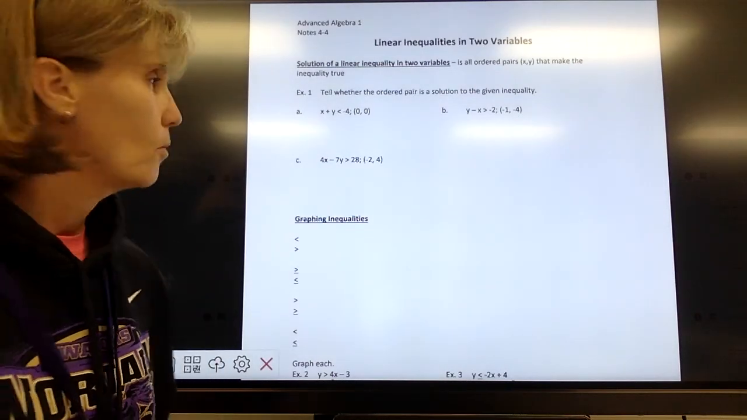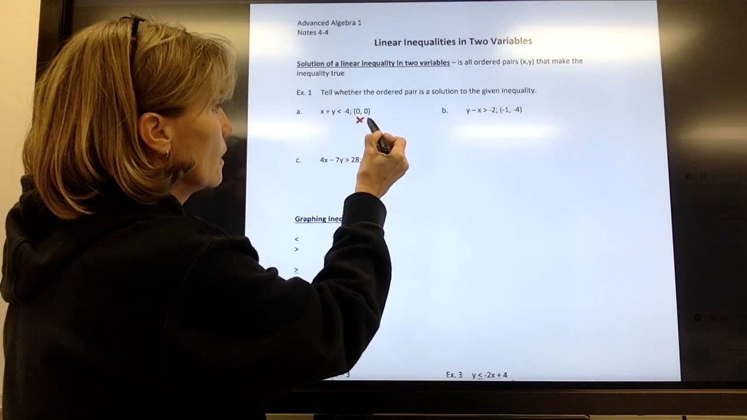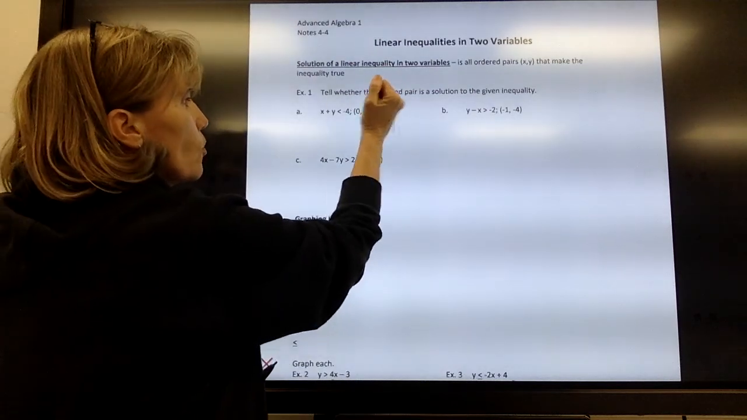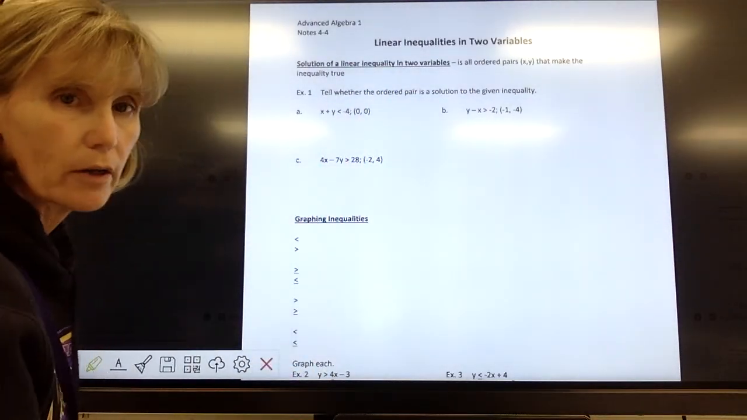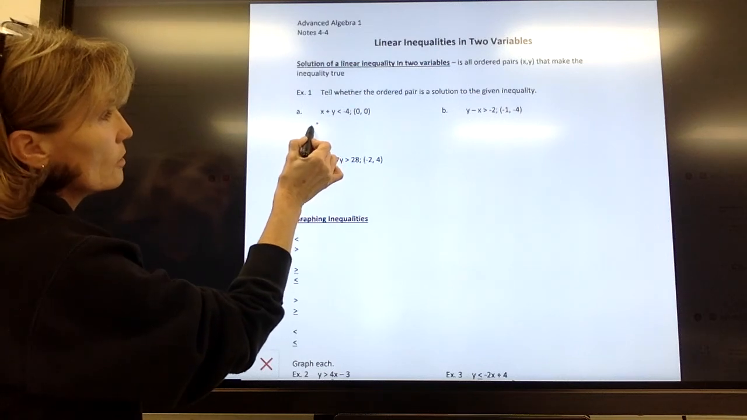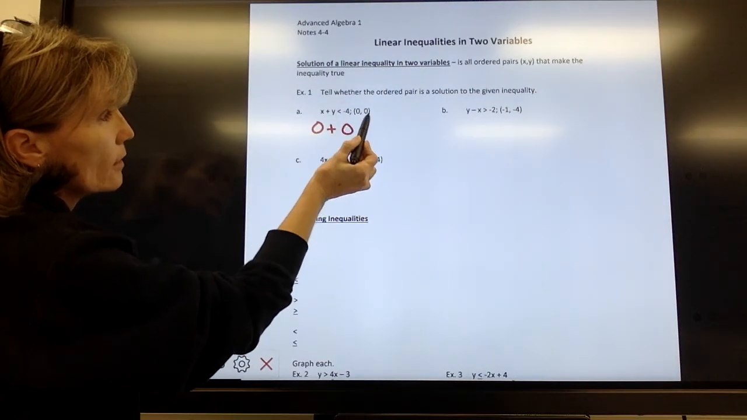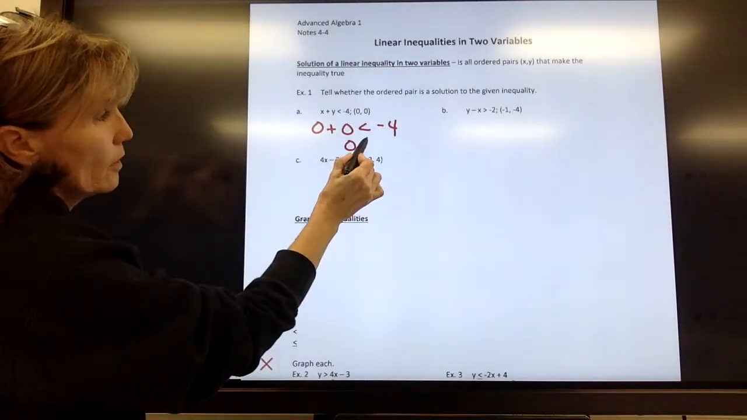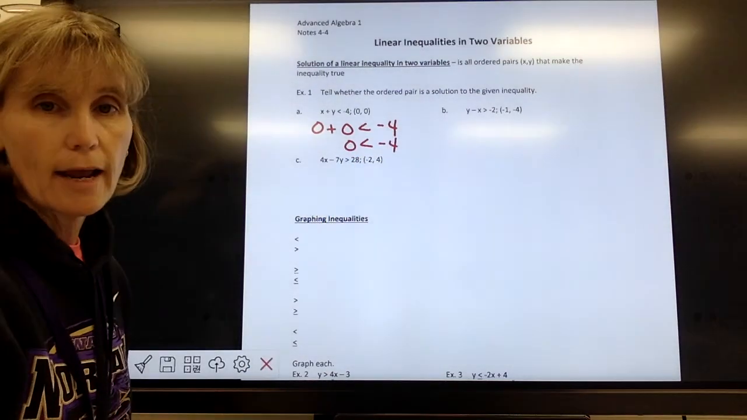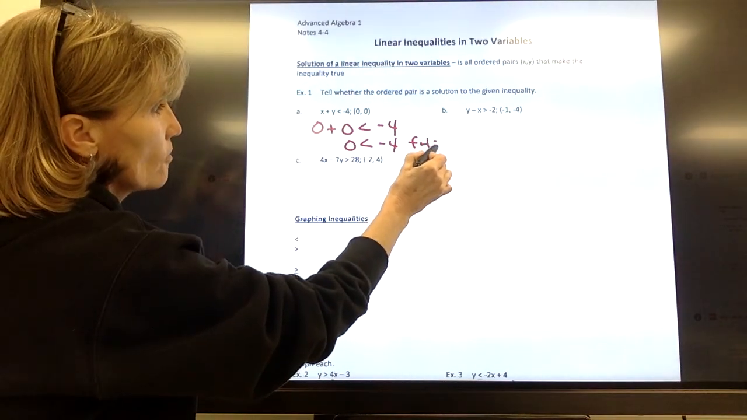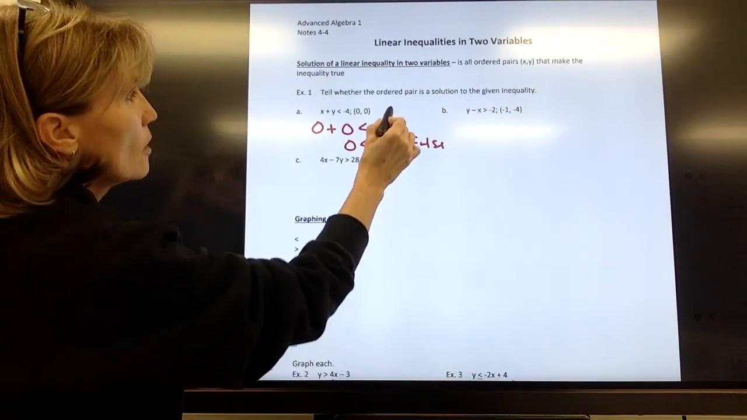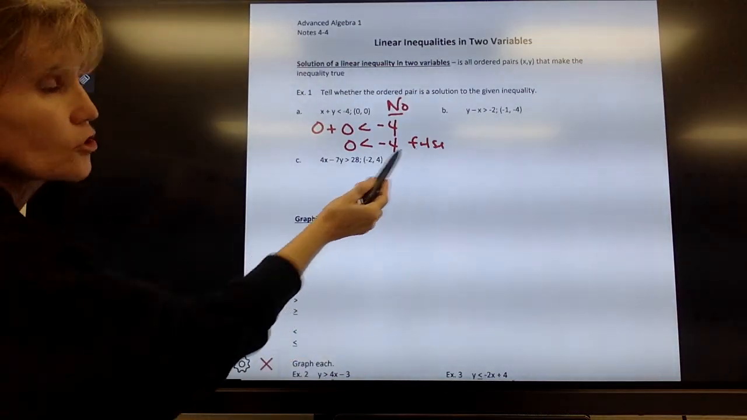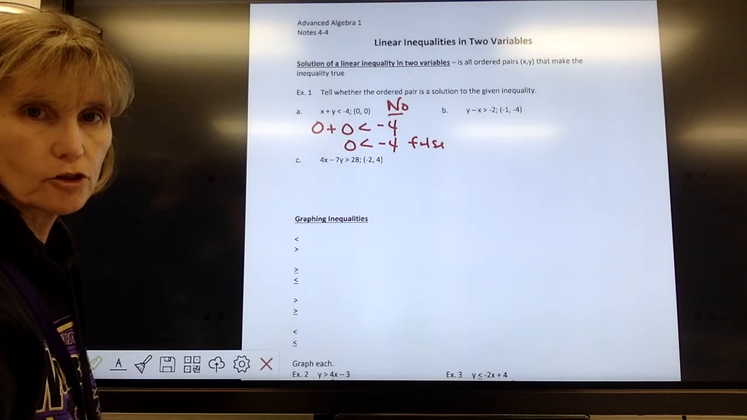Well, how do we do that? Well, keep in mind that every ordered pair is an x and a y value. X always comes before y in the ordered pair. So we're going to substitute those values into our inequality and see if it's true. So 0, 0 goes in, 0 goes in for x, 0 goes in for y. Is 0 plus 0 less than negative 4? 0 plus 0 is 0. Is 0 less than negative 4? And that's a false statement. 0 is not less than negative 4. So we would say no, that is not a solution to the given inequality. Don't leave your answer as false. Go back and say no, it's not a solution.